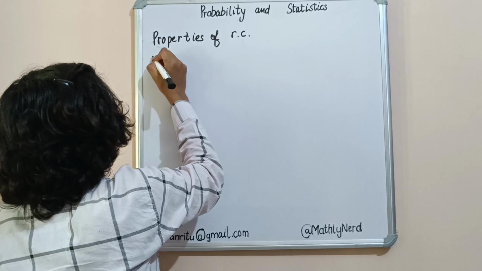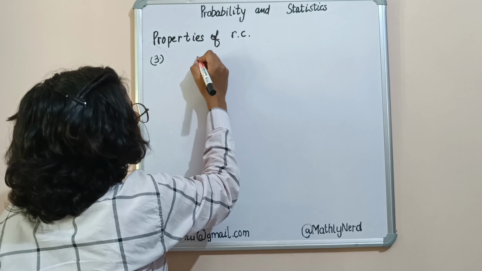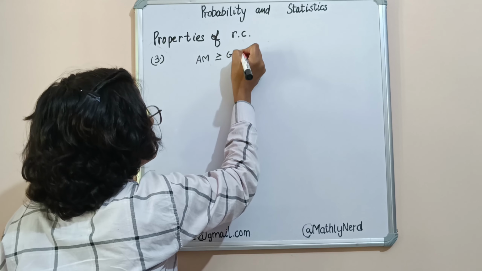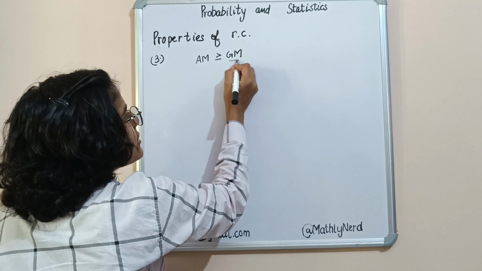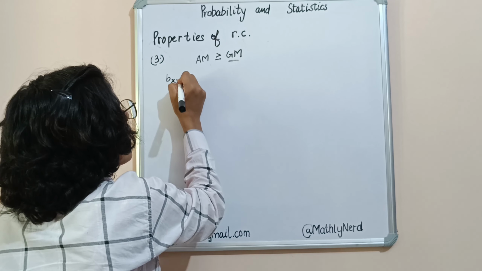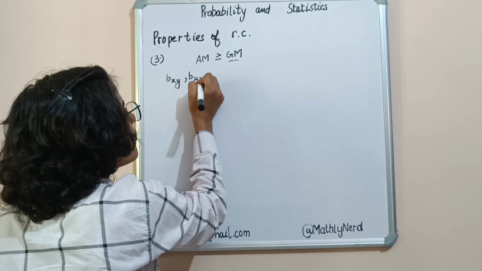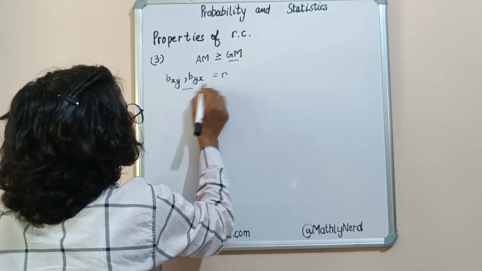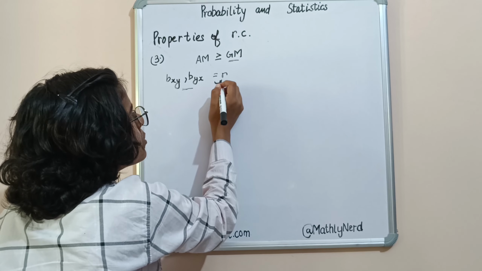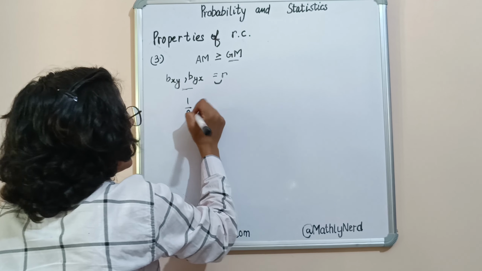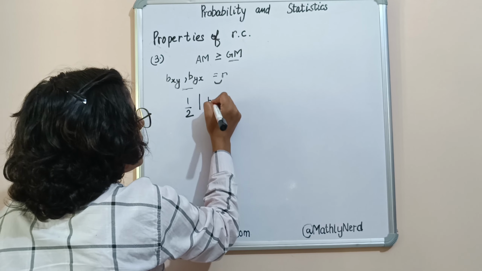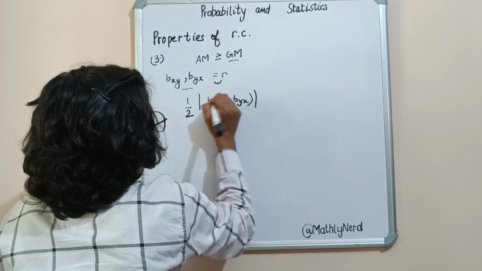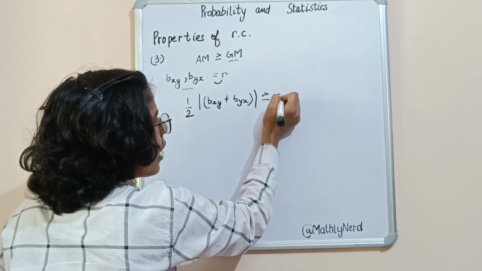The third property is that, as we know, AM is always greater than or equal to GM. As we know, the GM of bxy and byx equals r. Therefore, the AM of these should be greater than or equal to r. That's why one by two times the modulus of bxy plus byx is greater than or equal to r.